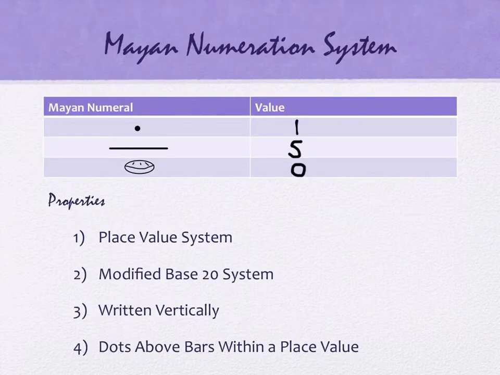Their place value system is a modified base 20, because it couldn't just be 20, right? That would be so simple. Any guesses as to why the 20 might be happening? We'll talk about the modified in a minute. Any guesses as to the 20? What's that? Fingers and toes. Why might that make sense in a culture like the Mayans?